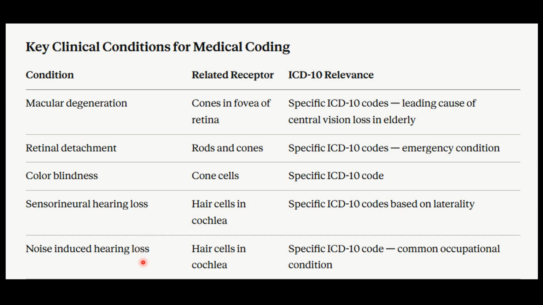Then we have noise-induced hearing loss, which is mainly for hair cells in the cochlea. So there is a specific ICD-10 code, and it is a common occupational condition. Okay, so these are just key clinical conditions you can say for medical coding.